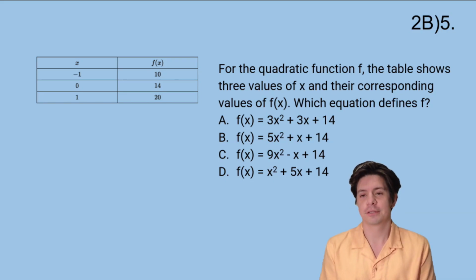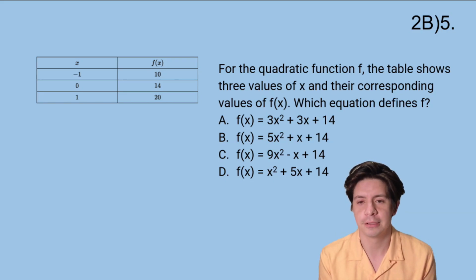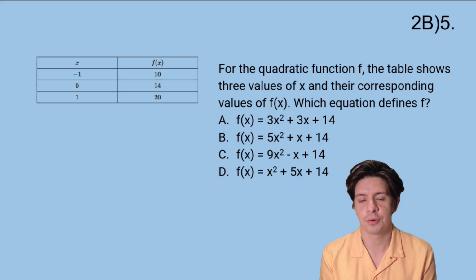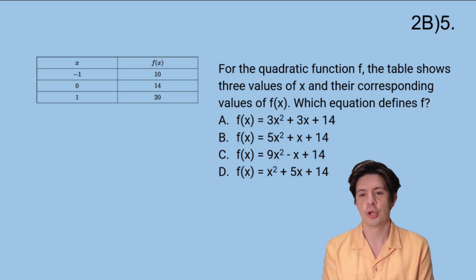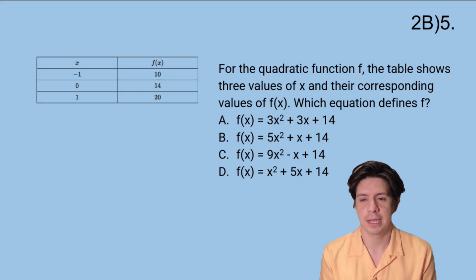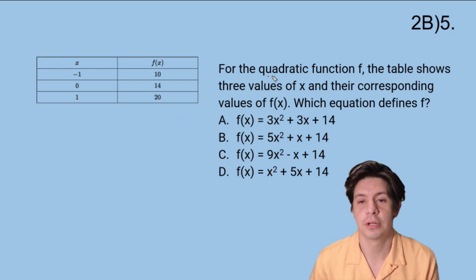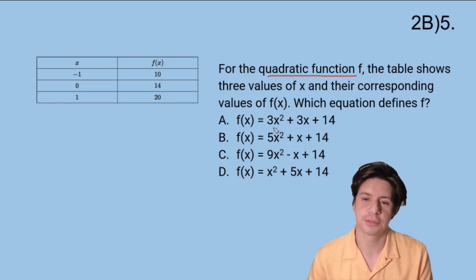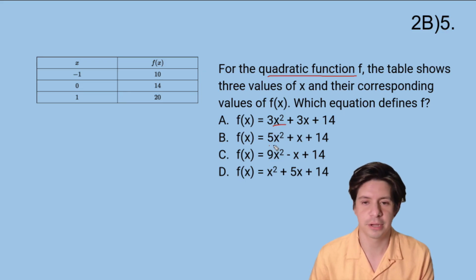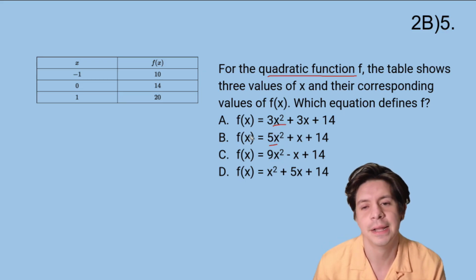For the quadratic function f, the table shows 3 values of x and their corresponding values of f of x. Which equation defines f? Okay, so it tells us it's a quadratic function, right? And all the answer choices make sense with that, with the 3x squared, 5x squared. They're all x squared, right?